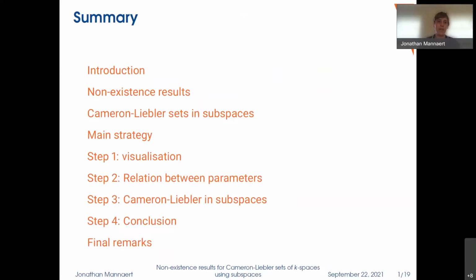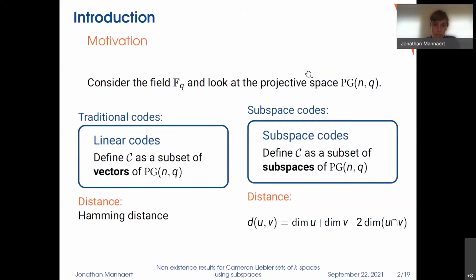So this is a small summary about what we're going to do today, but I suppose we are really getting into it now. First, some motivation why this talk fits inside a seminar about cryptography and coding theory. If we consider the finite field F_q and we look at the projective space PG(n,q), then we can see that there are linear codes, the traditional codes, where the codewords are the vectors of F_q^n, and we have the Hamming distance as the distance function.